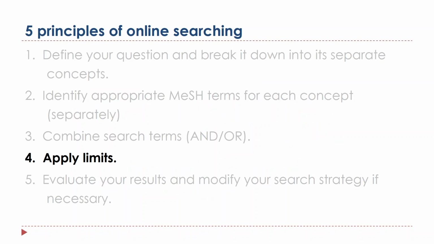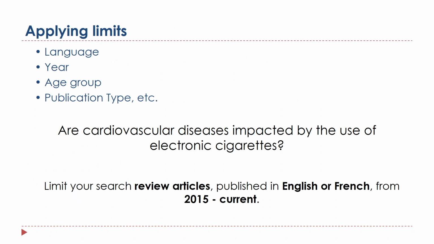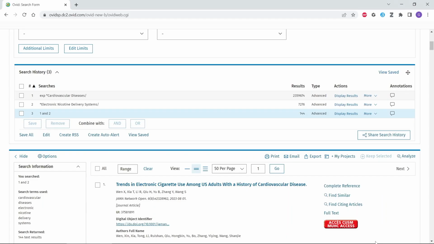Finally, we're going to apply limits. So limits can refer to the language, the year, the age group, or the publication type, etc. And these will narrow your search down to try to find more specific relevant results. So for our research question, we're going to limit our search to review articles that are published in English or French from 2015 until the current year.